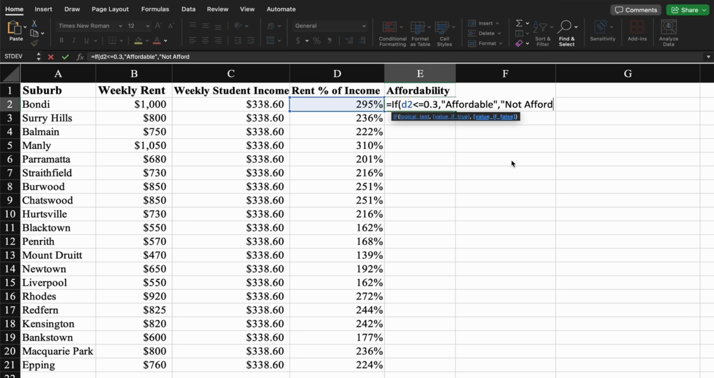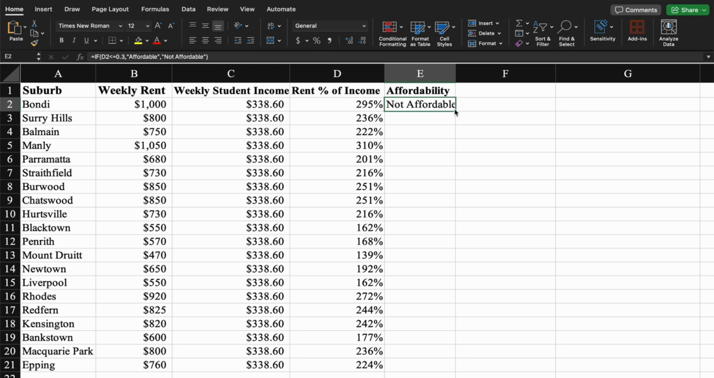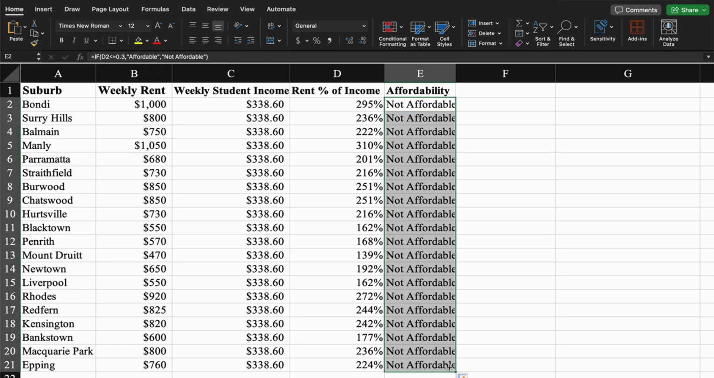So the IF function here is doing something quite powerful. It's turning a number into a decision. It's not just telling us how much rent costs, it's telling us whether that cost is sustainable. And when I look at the results across all 20 suburbs on youth allowance alone, every single one of them is classified as not affordable. Not one or two, all of them.